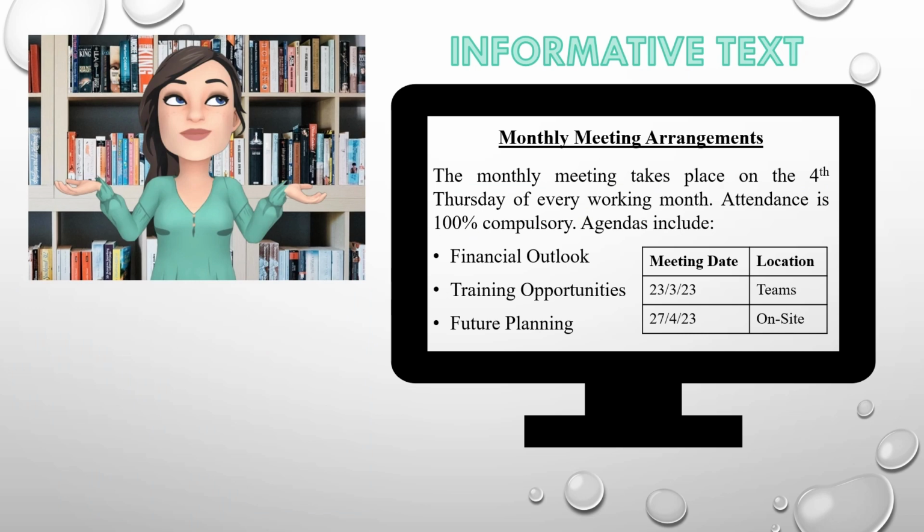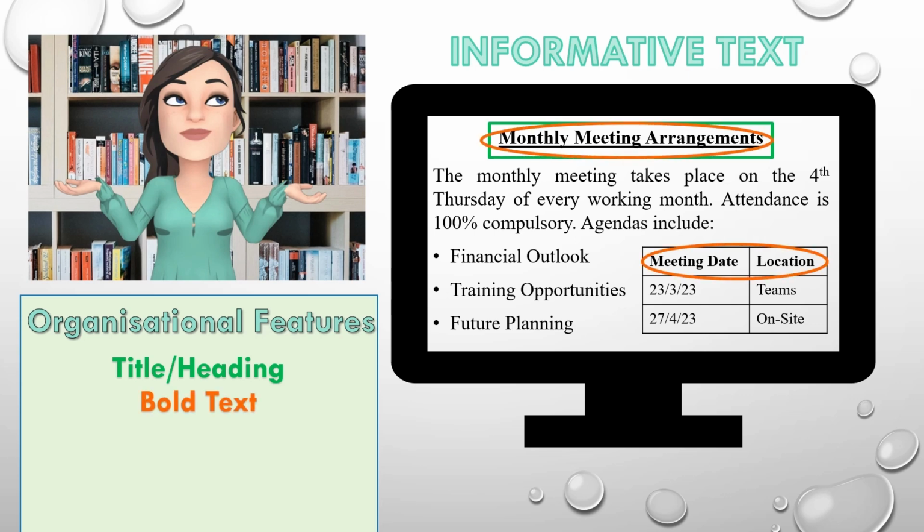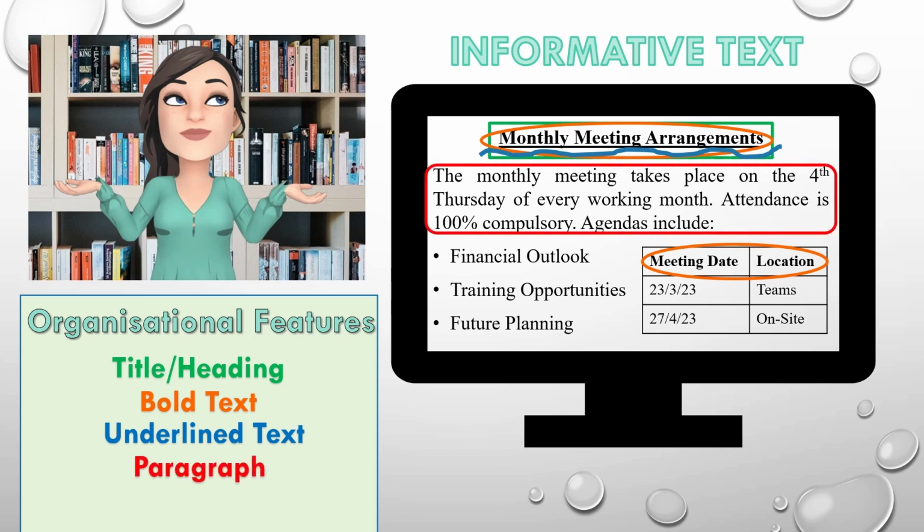Informative texts tend to make more use of organisational features in order to make the piece of text as clear as possible. This one has a title or heading, bold text, underlined text, paragraph, bullet points, and a table.